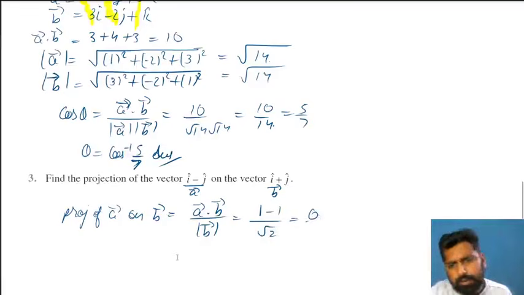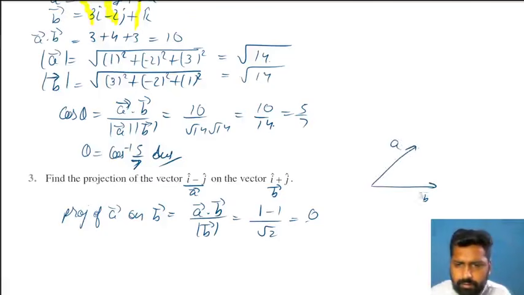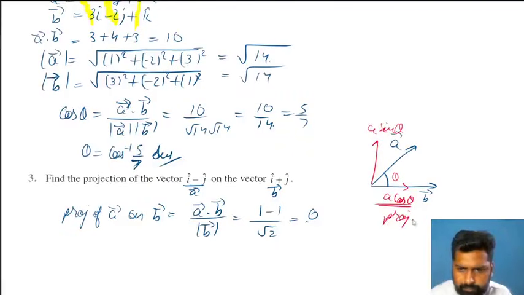If you want to really understand what the projection means, it's like this. Suppose you have a vector A on B. If you know something regarding physics, you split the component of A: here it is A cos theta component, here it is A sin theta component. This A cos theta component is called the projection of A on B.